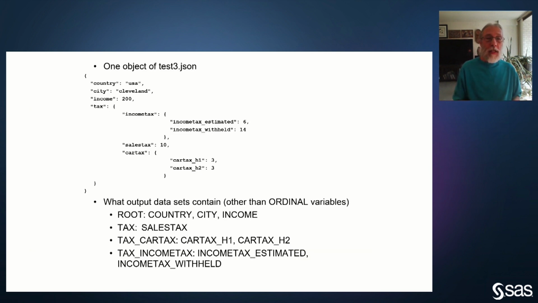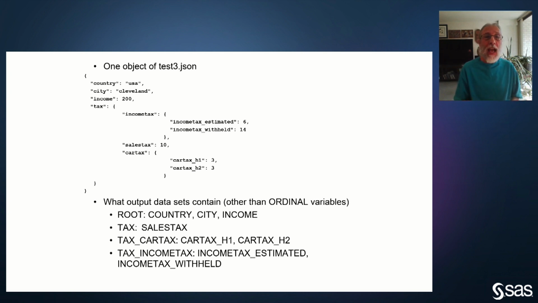So here, this slide may intuitively give you some sense of what's really going on. Here is the first object of test3.json at the top, and let's talk about where the values actually go. The root data set contains values for country, city, and income. These are the values that are not nested at all. The tax data set contains the value of sales tax, which is directly underneath tax.